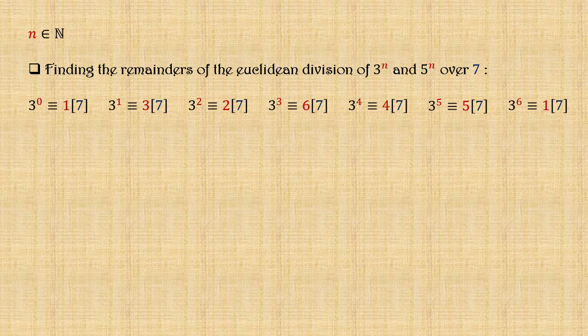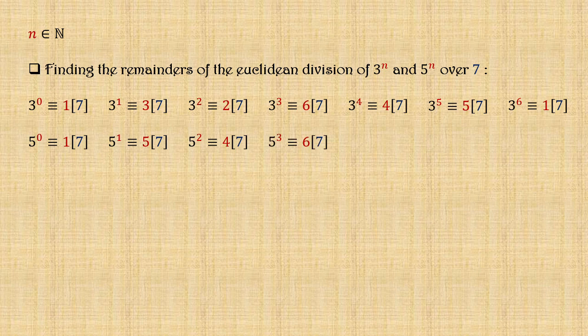So, as this last congruence is the same as the first one, we deduce that the congruences of the powers of 3 modulo 7 form a periodic sequence of period 6. Now, let's check out the powers of 5. So, at first, we have 5 to the power of 0 which equals 1, is congruent to 1 modulo 7. Then, we have 5 to the power of 1 that equals 5, which is congruent to 5 modulo 7. After that, we have 5 to the power of 2 which equals 25, that is congruent to 4 modulo 7.